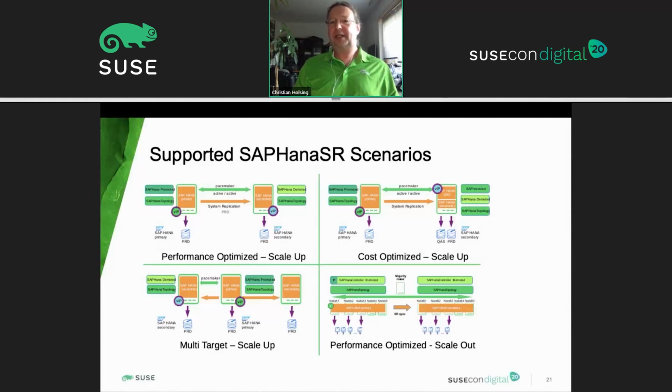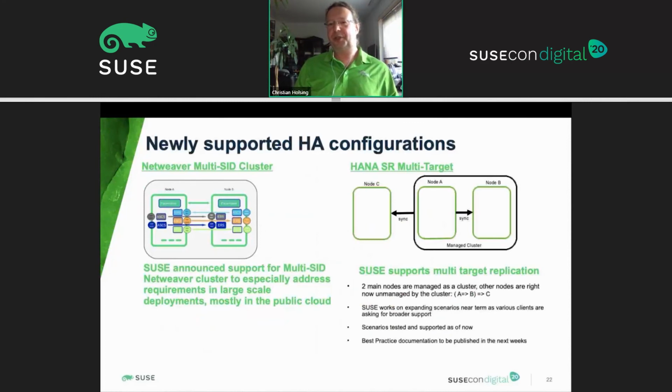So there are a couple of additional HA configurations that we do. We covered already the HANA multi-target replication on the right-hand side. As I said before, only two nodes are managed within a cluster at this point. The third node is outside of the cluster and needs some manual intervention, but the configuration is supported, and we see where we take it from here. This is again active and documented.